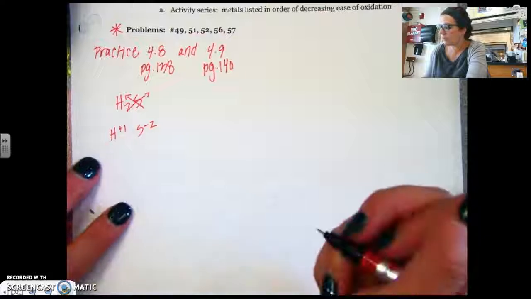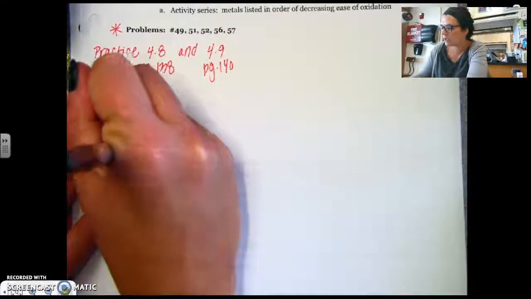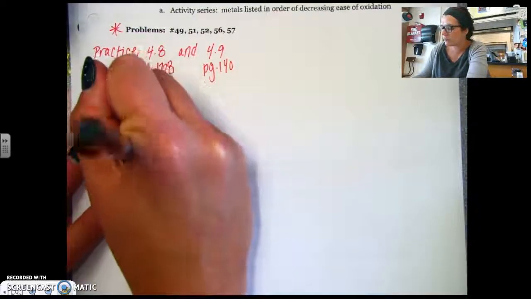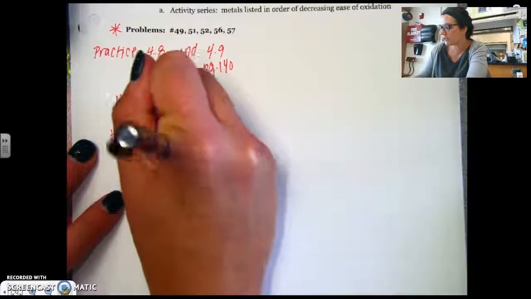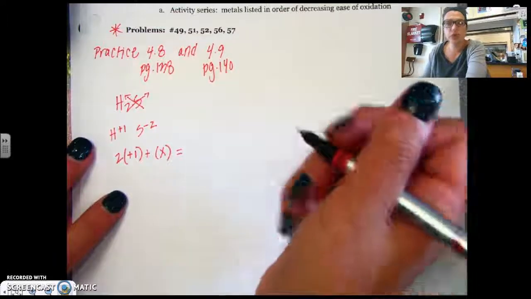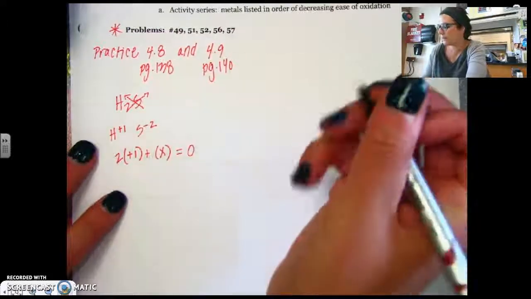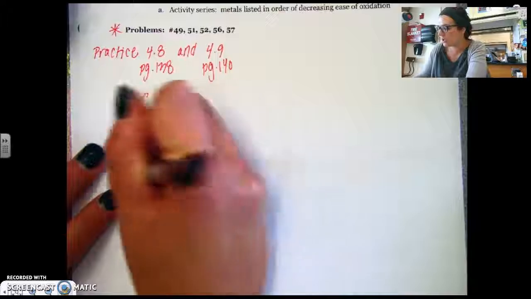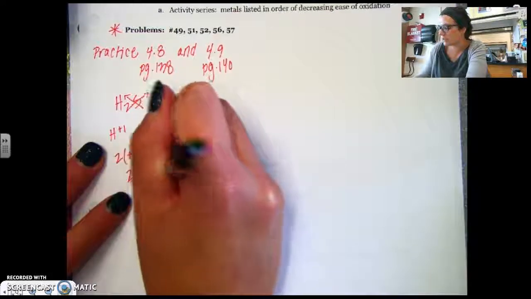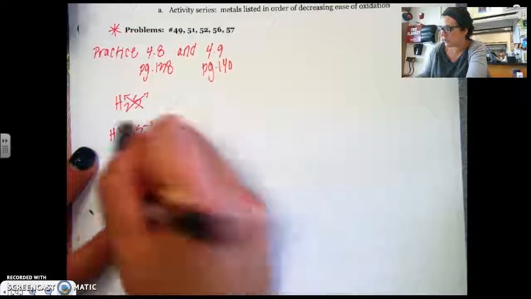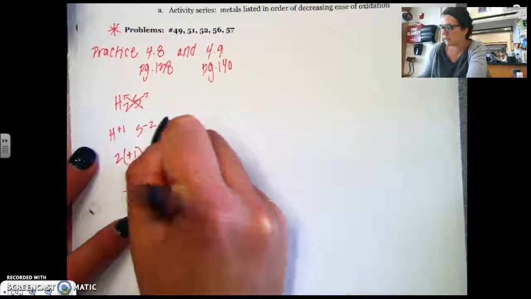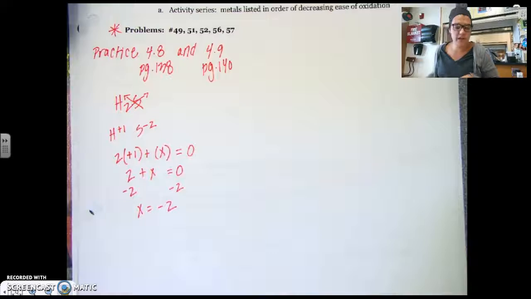Another way that you can think about this is you can say, well, I have 2 hydrogens at a +1 charge plus 1 sulfur with an X charge, and since there's no charge on it, it's going to be equal to 0. So it's going to be 2 plus X is equal to 0. Subtract 2 from both sides. So X is going to be equal to -2, so sulfur's charge is -2.